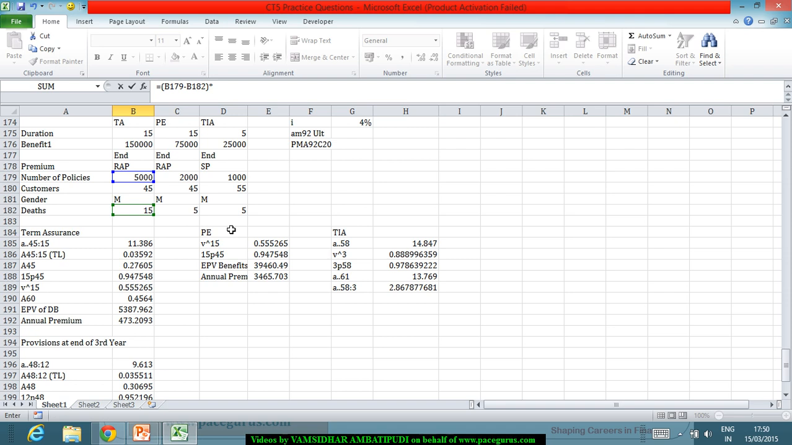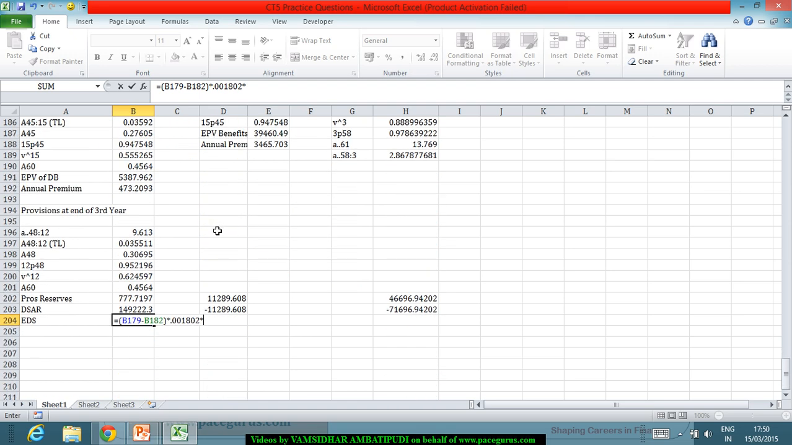What is the probability that a 47-year-old person is going to die? Which is working out to 0.001802 from the table. So this is the probability that a person is going to die, and in case he is going to die, the death strain is going to be this much. So the expected death strain here is working out to 1.34 million. We are talking about a death strain of 1.34 million.